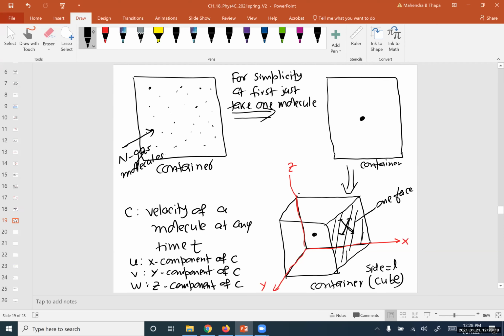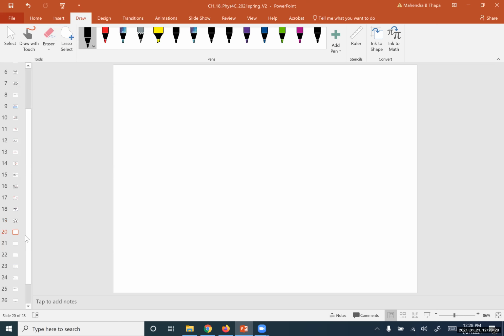Okay, so you know the relation between those u, v, w and c. Let's write it in terms of vectors. Your c vector is, you can write, u i, where i is the unit vector along the x-axis, v j, and w k.